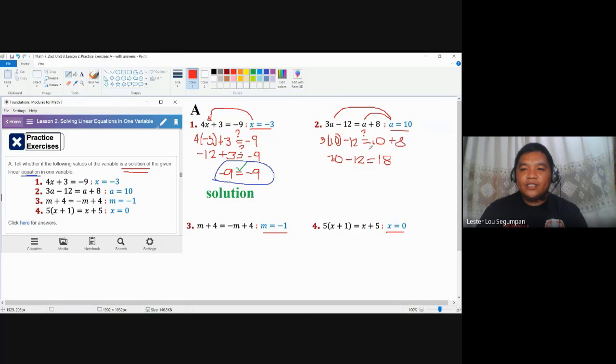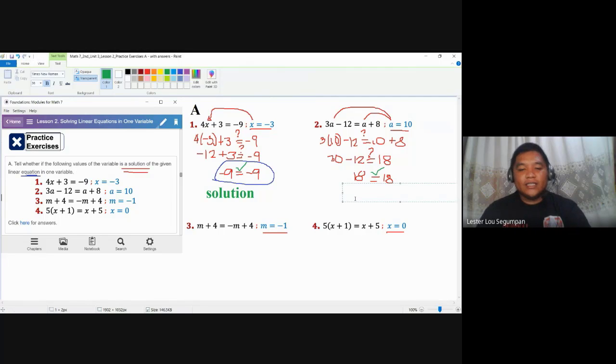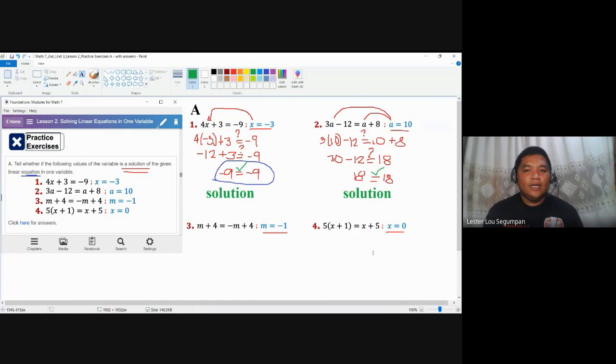Again, even if it's too obvious, do not stop there. Need to make sure that both sides are equal, even if it's too obvious. So 30 minus 12 is 18. The other side will also be 18. Now that both sides are equal, let's use the green one. Therefore, you could say, you are now assured that they are equal. You can say that the value of a, which is 10, is a solution of the given equation.